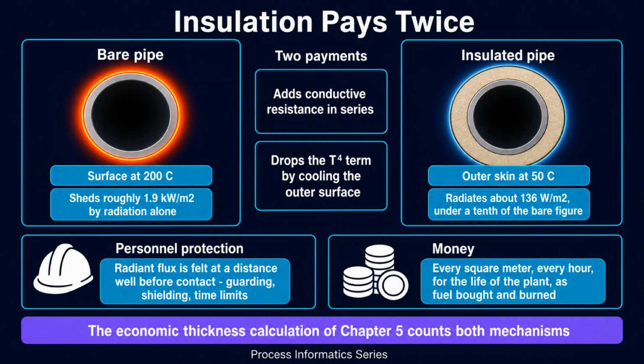The second is money. A bare pipe at 200 degrees Celsius sheds roughly 1.9 kilowatts per square meter by radiation alone, every square meter of it, every hour, for the life of the plant, as fuel bought and burned. Insulation pays twice. It adds conductive resistance in series, and by presenting a cool outer surface, it collapses the fourth power term along with it.